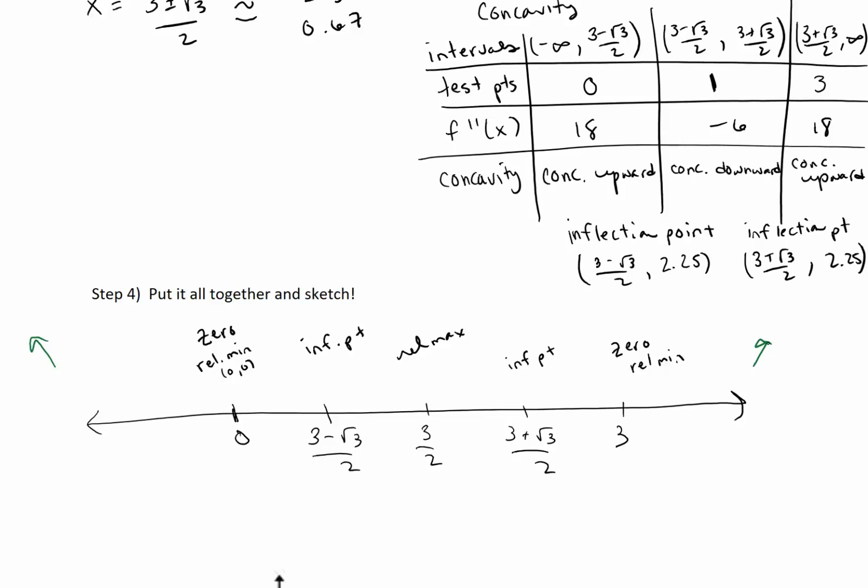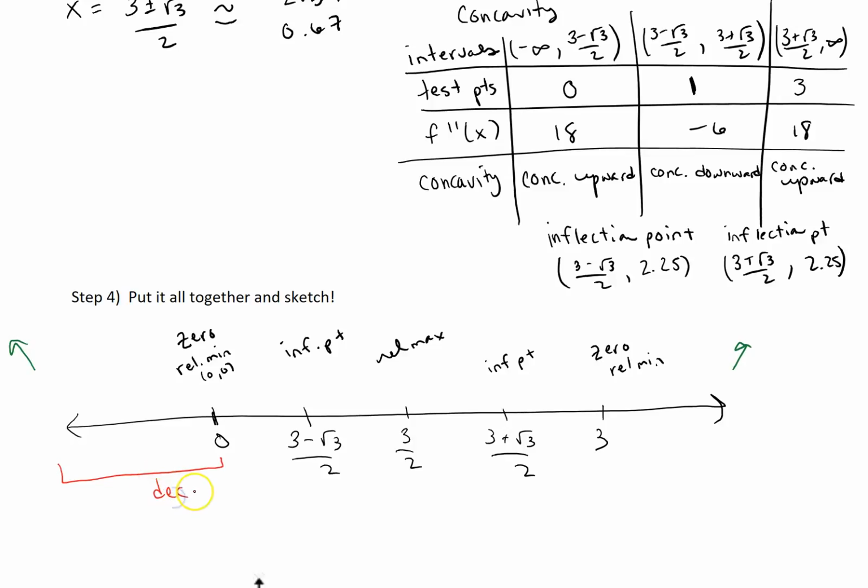And here's where this really gets interesting. Go back to your chart, and if you look at the intervals where this is decreasing or increasing, from negative infinity to 0, we have that it is decreasing. From 0 to 3 halves, we have that it is increasing. From 3 halves to 3, we have that it is decreasing. And from 3 to infinity, we have that it is increasing.